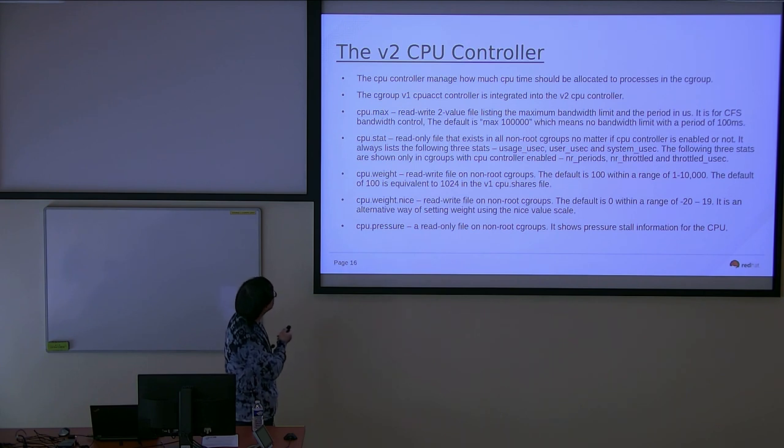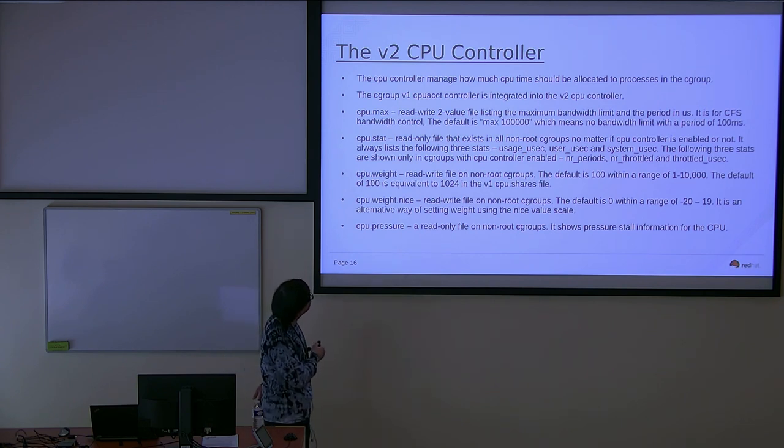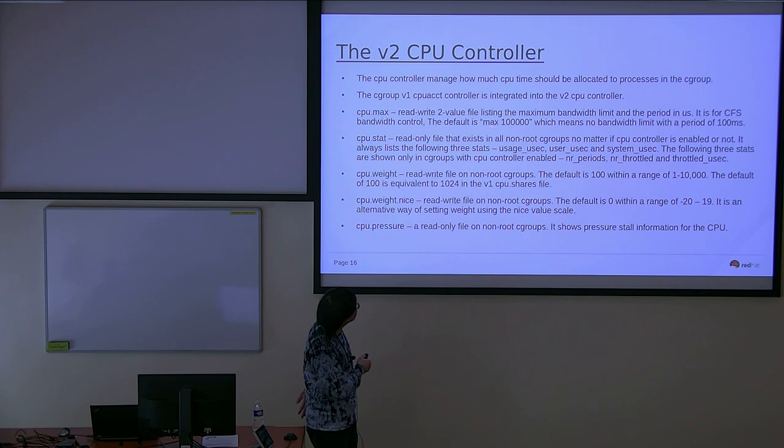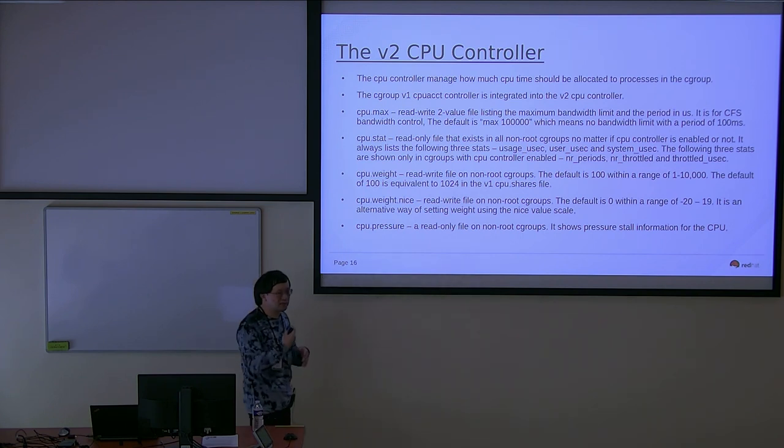And cpu.max is a two-value file. It's for bandwidth control. So it will allow you to control how much CPU time you are allowed to run within a given period. And these numbers are in terms of microseconds. So here, when you say max, it means that there's no limit within a 100 millisecond period. So within 100 milliseconds, you'll see how much time the processes within the cgroup consume. If you set a numerical value here instead of max, then if you exceed the limit, it will force the process to go to sleep and not allow it to run until the next period starts.